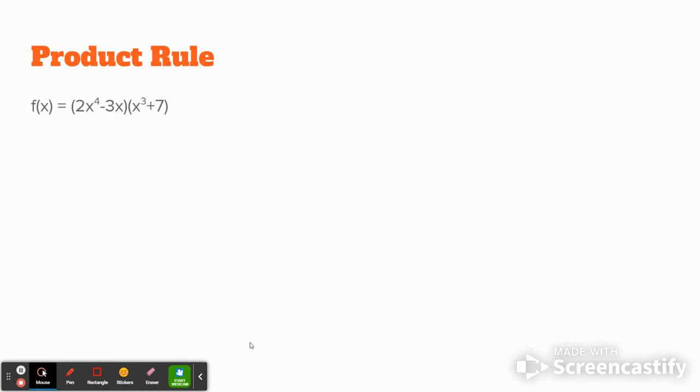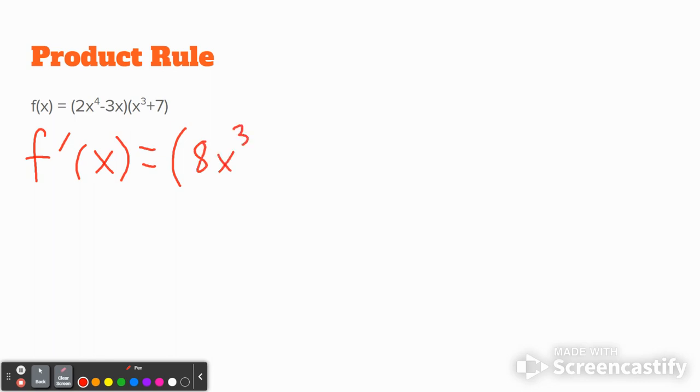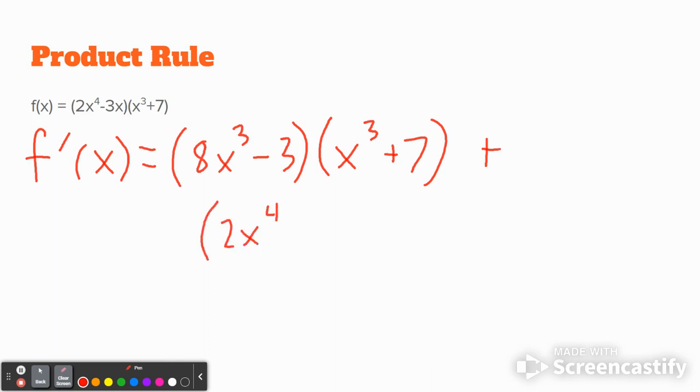So an example of the product rule: if we have a function f of x equal to the quantity 2x to the fourth minus 3x times x cubed plus 7, f prime of x will be the derivative of the first factor, which is 8 times x to the third minus 3, times the second factor, x cubed plus 7, plus the first factor, 2x to the fourth minus 3x, times the derivative of the second factor, which would be 3x squared. This would be the derivative.